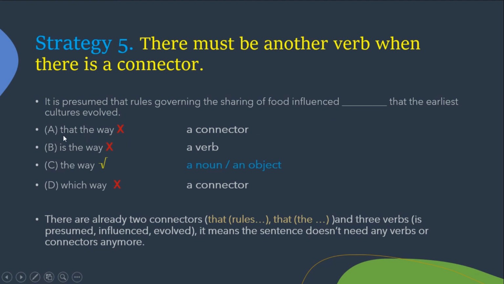Now look at the answer. That is a connector, so this is not the correct answer. Is, see, we already have a complete sentence, complete verbs, three verbs. So that's why the best answer is C, because we need to supply an object here after the word influence. So the way is the correct one, and which is also another connector. So this is what it means by there must be another verb when there is a connector. So if there is one connector, there will be two verbs. Okay, those are the strategies for number 1 until number 15 of Section 2 of the TOEFL test.